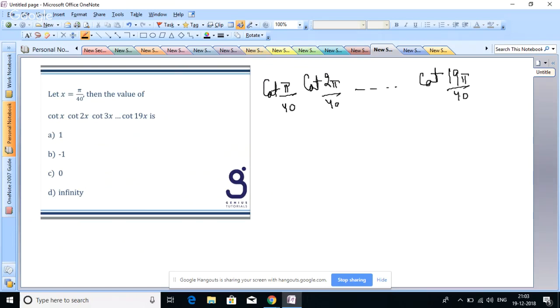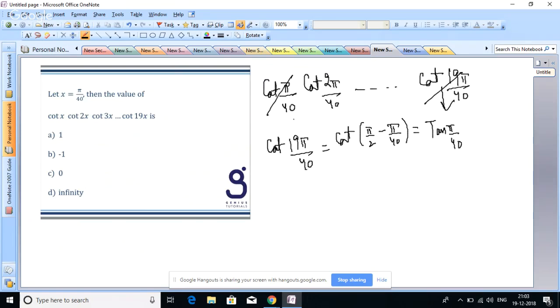Now, if you observe carefully, you will notice that cot of 19 pi by 40 will be like cot of pi by 2 minus pi by 40. And cot of 90 minus theta will be tan theta. That means this would be equal to tan of pi by 40. So cot 19 pi by 40 is nothing but tan pi by 40, which will cancel with cot pi by 40. Similarly, cot 2 pi by 40 will cancel with cot 18 pi by 40. All terms will cancel out and we are left with 1 only. I hope this is clear. So your answer to this question would be option A, that means 1.